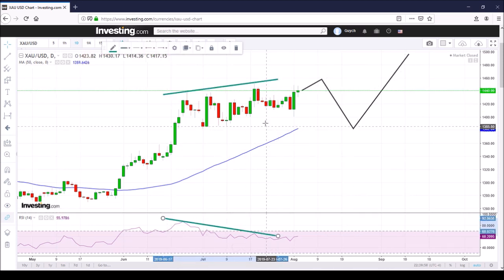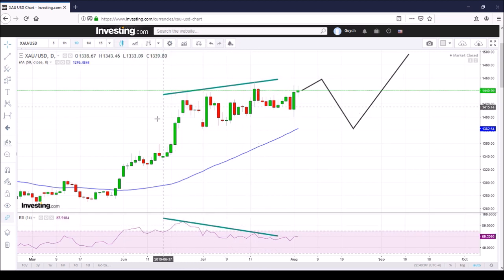Another cautionary sign for me is the fact that higher prices on gold have not been confirmed by high RSI. We've talked about this a lot in previous videos. That is a negative divergence, and often it's indicative of coming decline in the price of the asset that you're looking at.